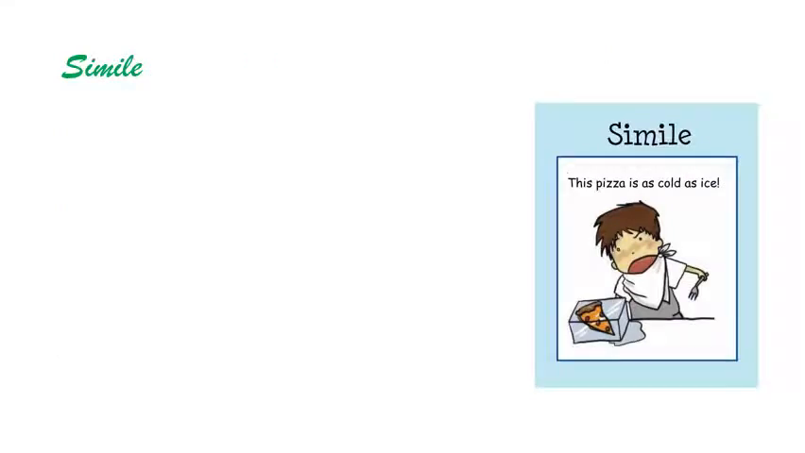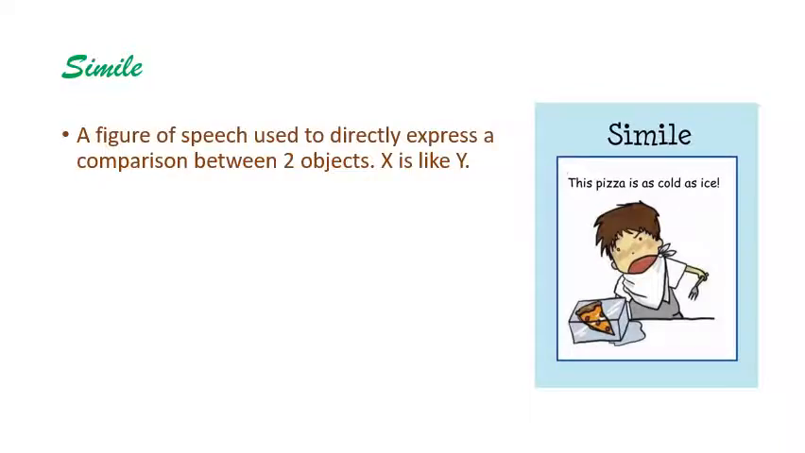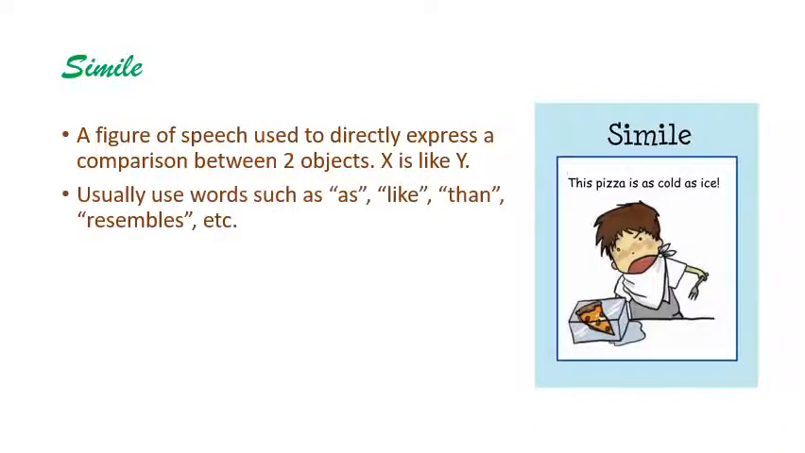So the first figurative language that we are going to talk about is simile. I believe strongly that some of you have heard this before. So what is simile? This is one of the figurative languages that is used to compare something. So simile is a figure of speech used to directly express a comparison between two objects. X is like Y. Jadi membandingkan dua hal tetapi secara langsung. And usually, simile uses words such as like, than, resembles. Atau kalau dalam bahasa Indonesia, you usually can find the word bagaikan, seperti, something like that.